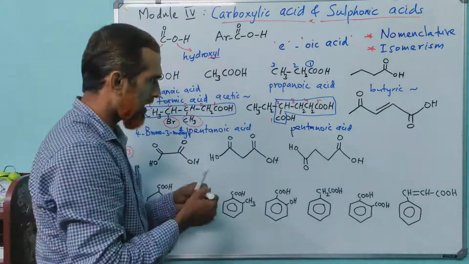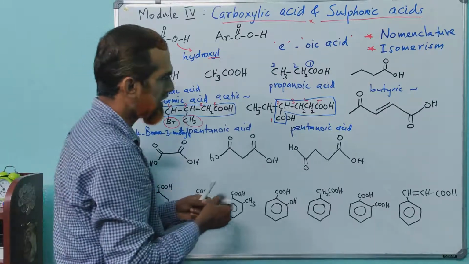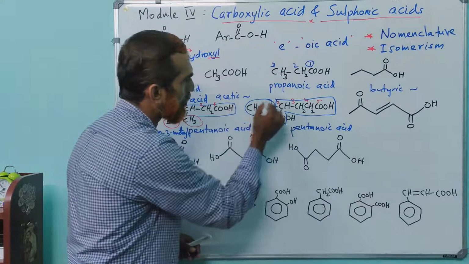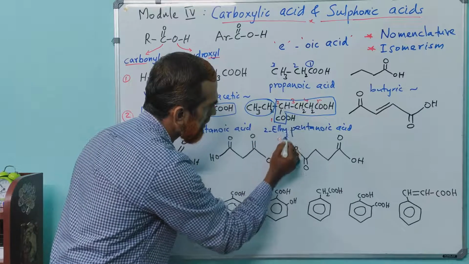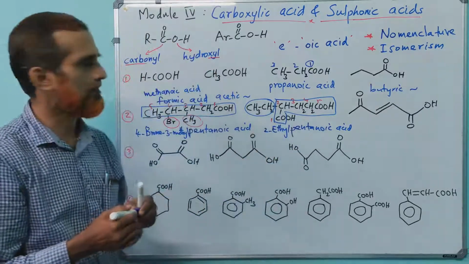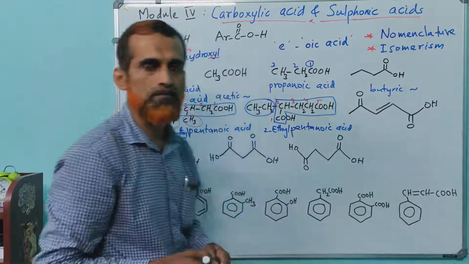Then you have a substituent, that is ethyl. This is the ethyl group at position 2. So 2-ethylpentanoic acid. Okay. Now coming to the next one.